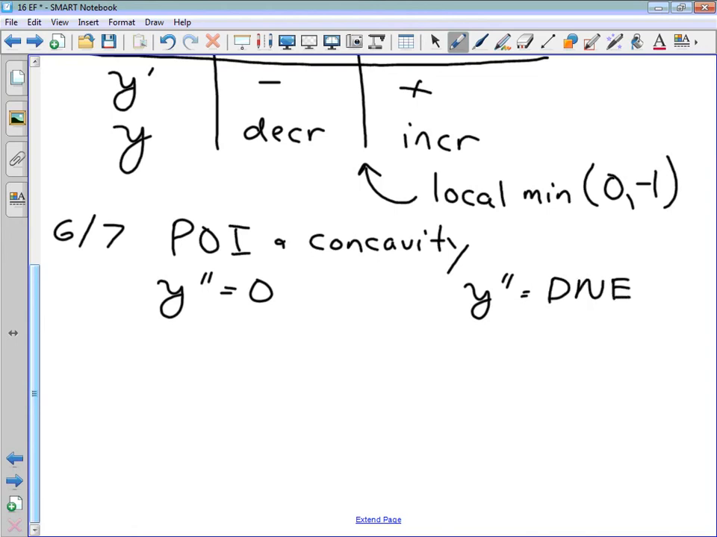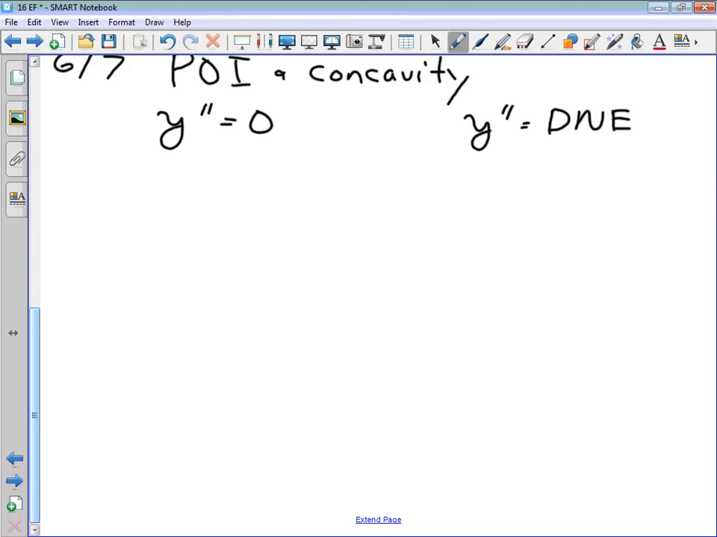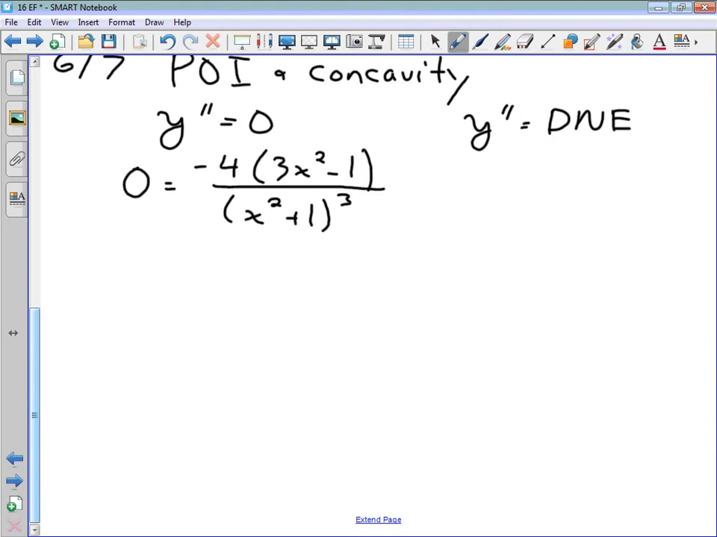Okay. Y double prime equals 0 are possible points of inflection. Y double prime doesn't exist are additional places where it's possible that the concavity changes. So, if we want y double prime equals 0, let's just set 0 equal to our second derivative here, which is -4 times 3x squared minus 1 divided by x squared plus 1 all cubed. Okay.